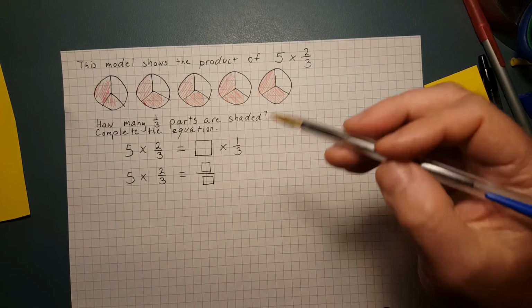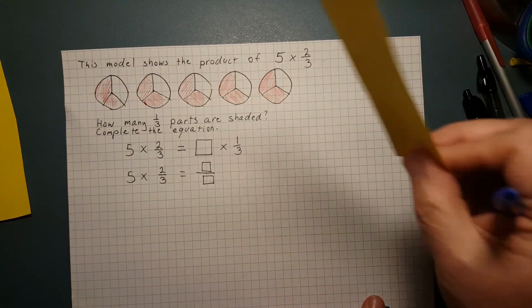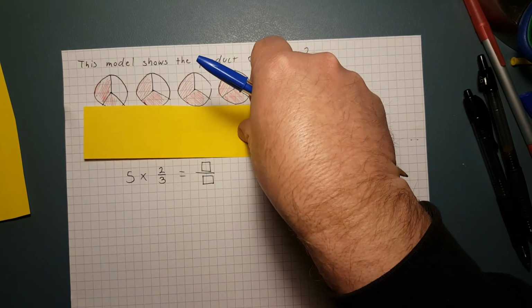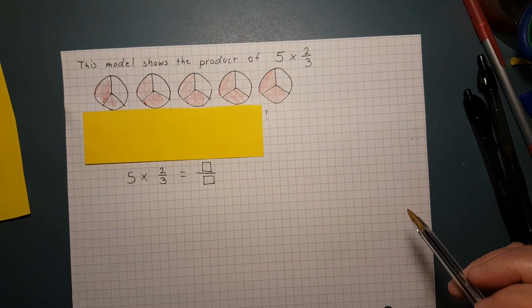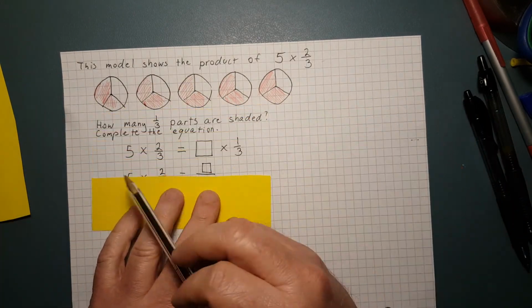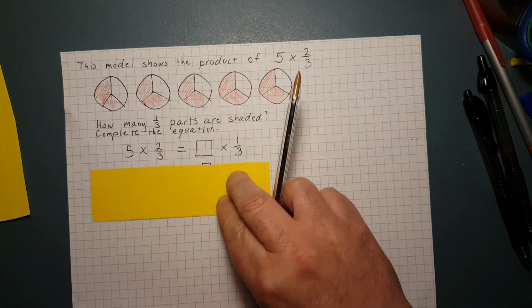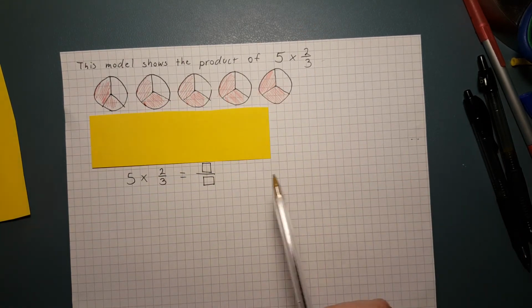Now, after you've answered a few questions, they're going to skip this whole part. They're not going to give you that. They're just going to say, okay, what is 5 times 2/3? And if you don't know, you can always go back. You can make this part up yourself. But if you don't need it, 5 times 2/3, there's a picture of it right here.